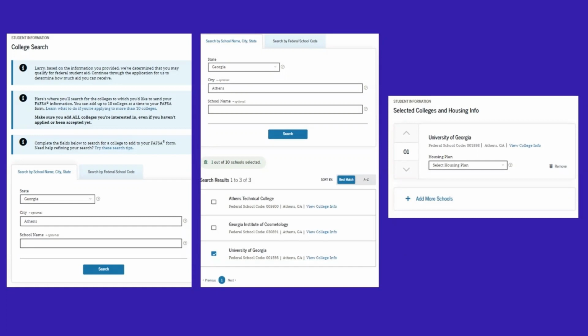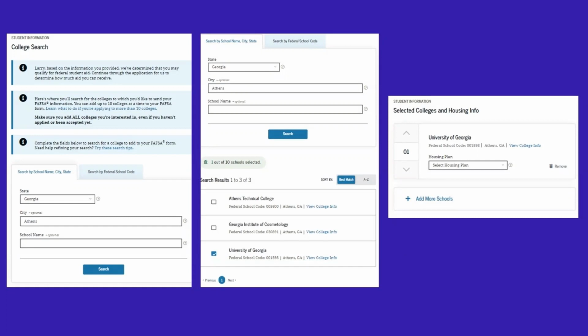So a couple of things to note here. If you are applying to more than 10 schools, and I would strongly encourage you to refine your list so that hopefully you're not applying to more than 10 schools, the FAFSA form allows you to enter 10 colleges at a time. So what you would have to do in this case is you would put in colleges 1 through 10 and then complete the FAFSA and submit it to those colleges.